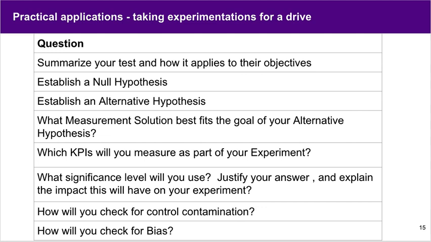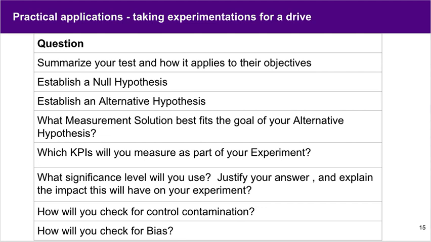But please detail what key performance indicators you will be looking at as the effect you are looking to measure in this experiment. So talk about your significance level. This can be 80, 90, 99, 99.99, but please justify your answer and detail what this will do to your experiment.